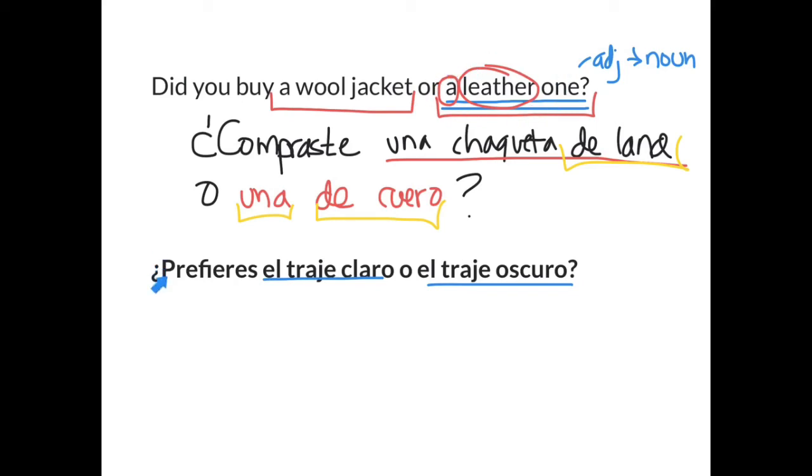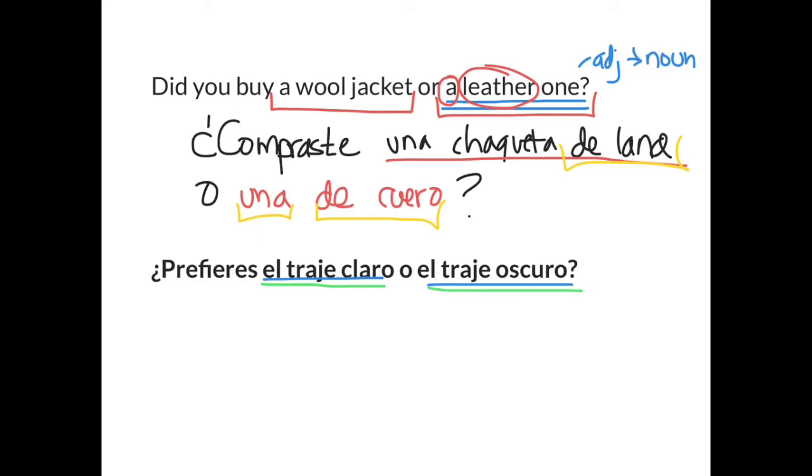But what if you're given a question and answer? So you're already given the Spanish question and you give a Spanish reply to the question instead of just translating. That's even easier. Find your two options. That's the first step. So, ¿prefieres el traje claro o el traje oscuro? So do you prefer the light suit or the dark suit? I like to underline them just to make sure I know where my options are, per se, if this was like a quiz or a written assignment.